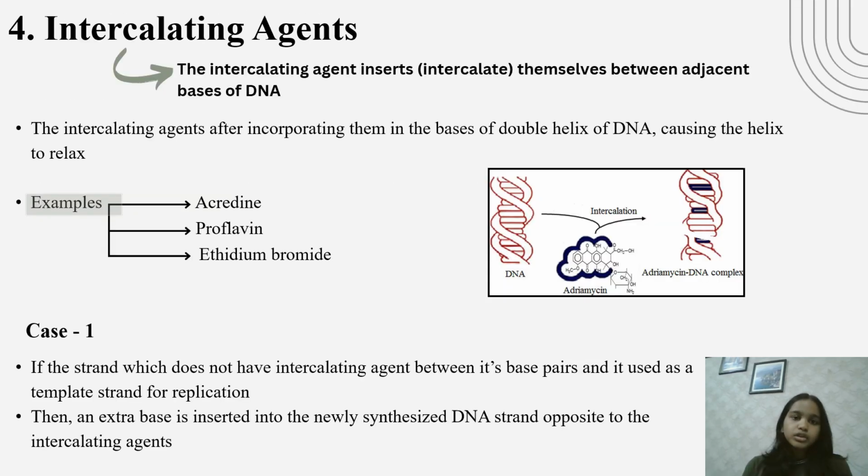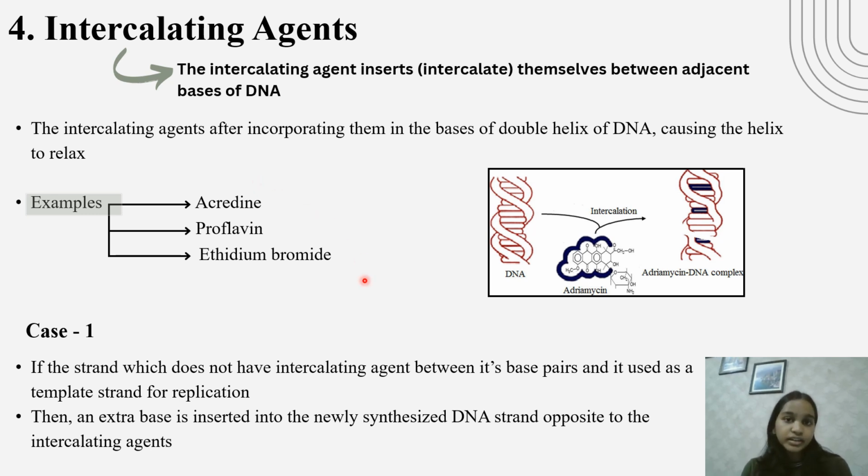So the fourth category of chemical mutagens is intercalating agent. Recall when our professors instruct us or warn us about proper handling of EtBr during the experiments of agarose electrophoresis. So, what does ethidium bromide do to our DNA? How does it damage us? Let's understand that. The intercalating agent inserts themselves between the adjacent bases of the DNA and it causes the DNA double helix structure to get relaxed. Examples of such intercalating agents are acridine, proflavin, and well-known ethidium bromide.